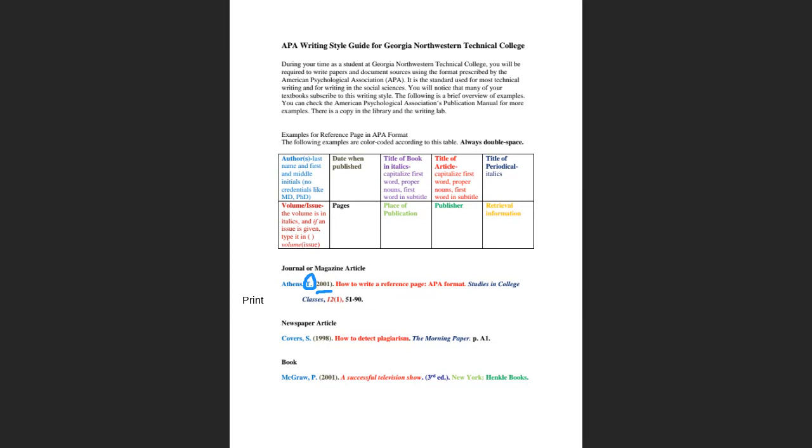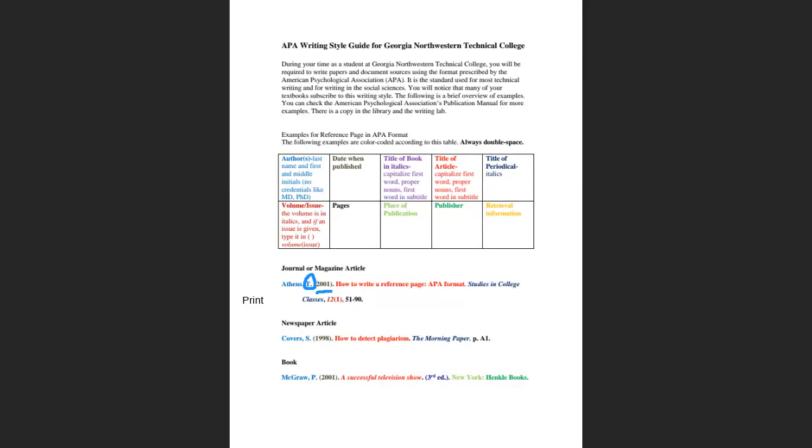Because APA formatting, the types of disciplines that use APA formats most commonly are research heavy, and so the date of research is important. Like, when was this published? We need to know how recent this information was.